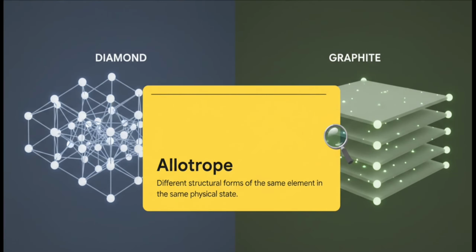And there's a fantastic word for this whole phenomenon: allotrope. Diamond and graphite are both allotropes of carbon. They are both solid carbon, but the atoms are arranged in completely different ways, which, as you're about to see, gives them wildly different, even opposite, properties.